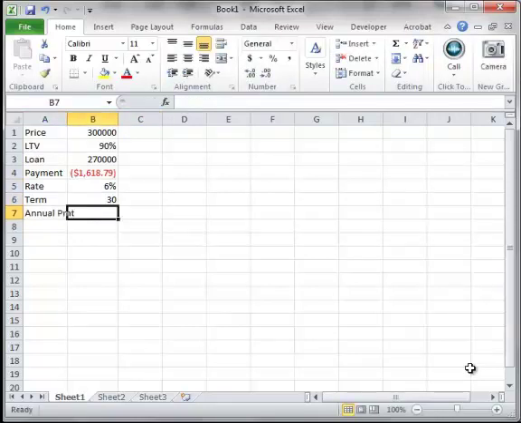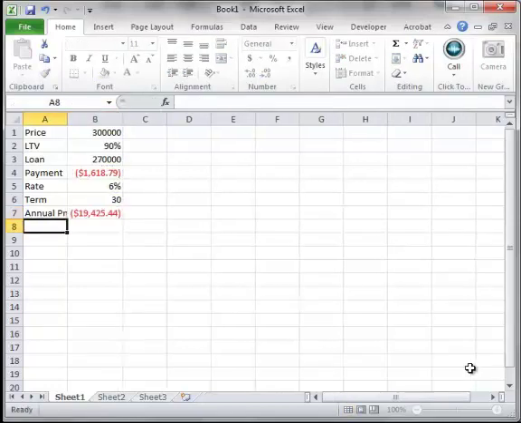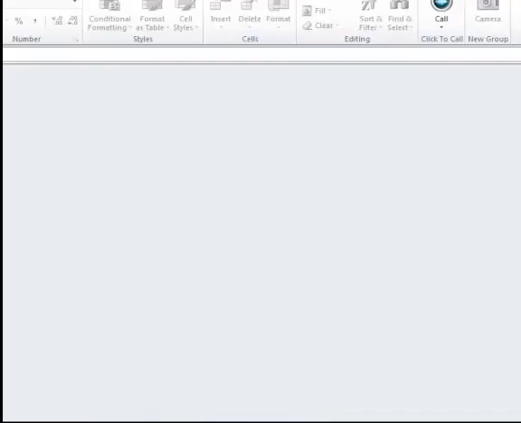$1,618.79 per month. And then we have our annual payment will simply be that monthly payment times 12 for $19,425.44.